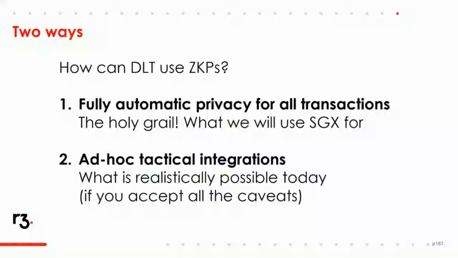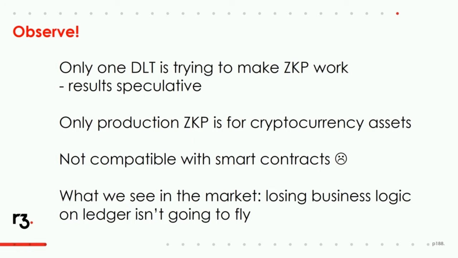And then there's a second, slightly more practical approach in the short run, which is these ad hoc tactical integrations by experts, and that's more realistically what can be done today, if you accept the caveats, which Kostas has done a good job of describing. These are cases where we take a really important, widely used application, like maybe cash, and specialized cryptographers apply a zero knowledge proof to a small part of that data, and we launch that integration. It's for this reason that if you look at the space of DLT frameworks, Ethereum is interested in this, and Quorum sort of inherits that interest, I think, and they're partnering with Zcash. There is one production system, which is Zcash, which uses this technology, and they run a system that works, and it's slow.